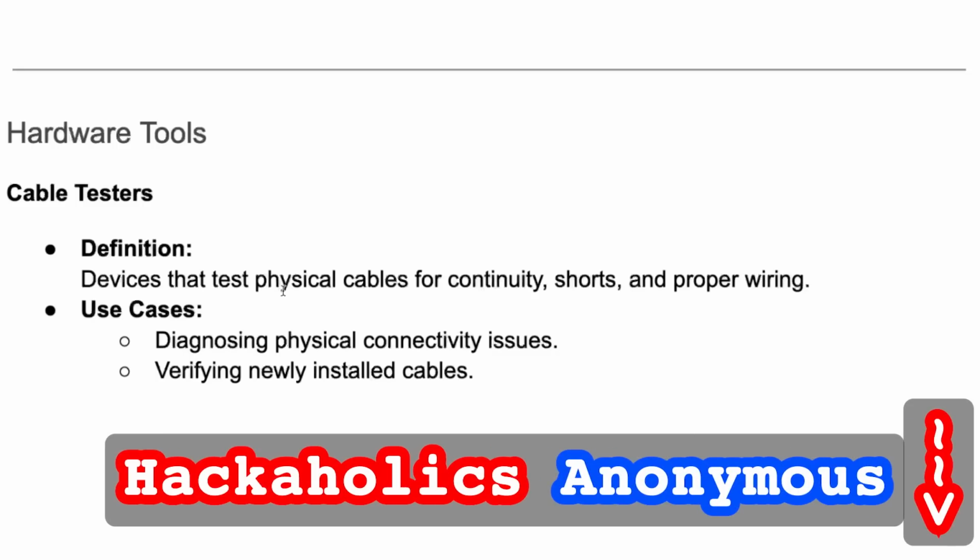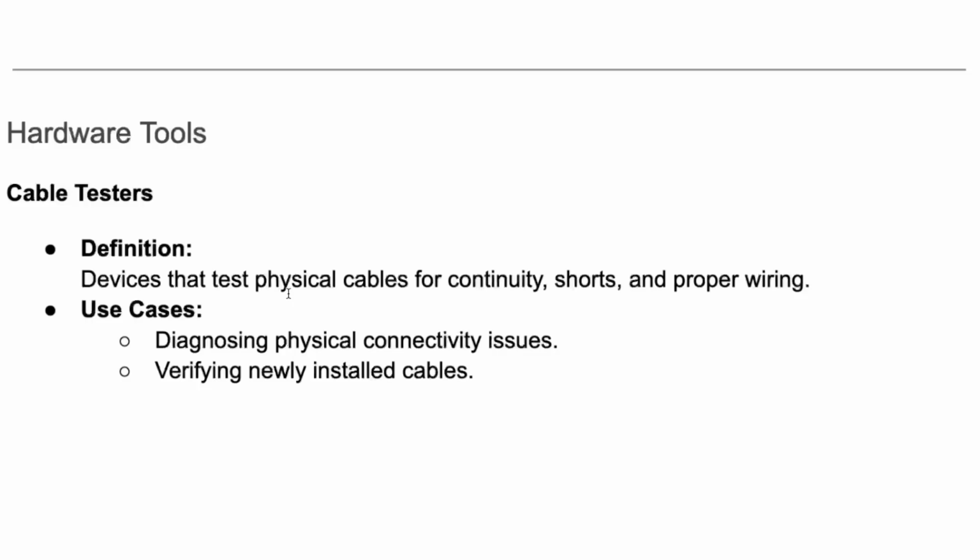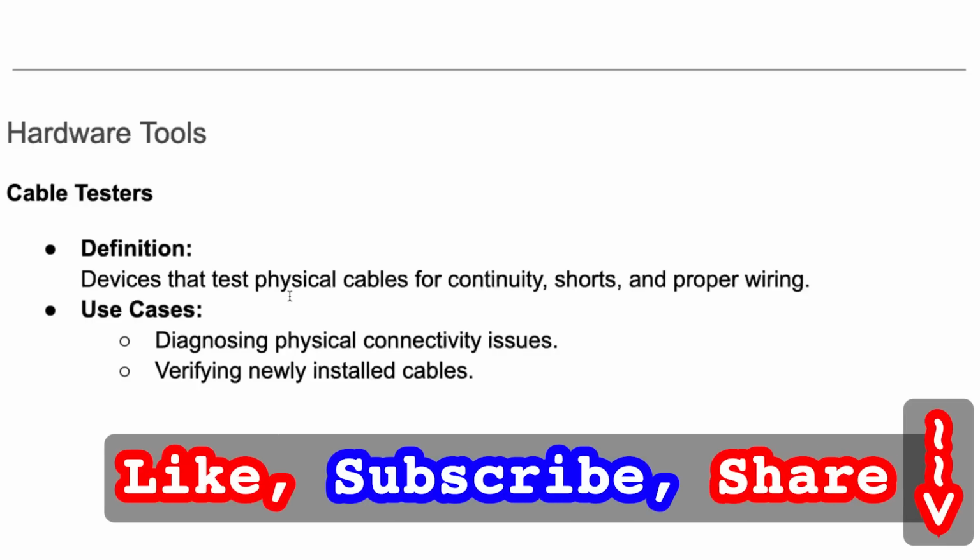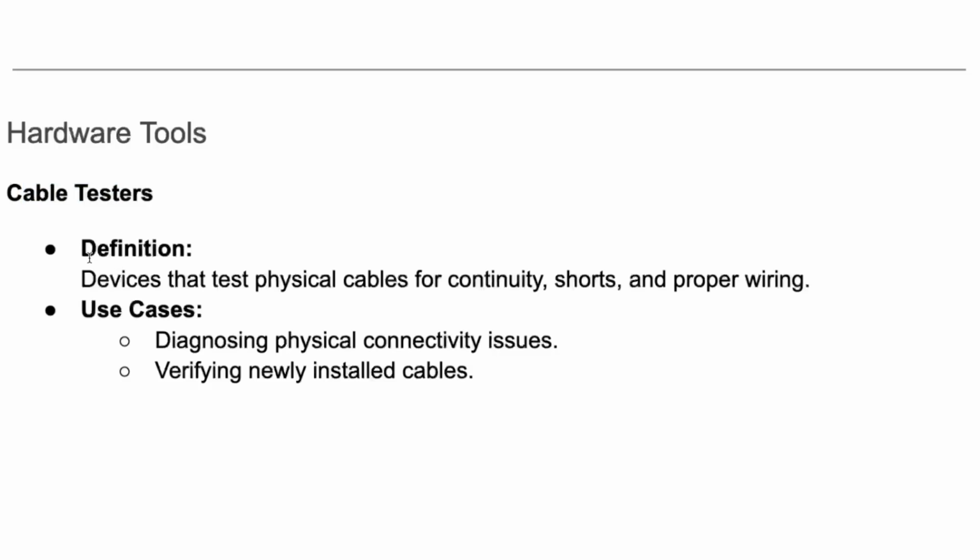All right, now we are at the hardware tools category. And these are obviously physical devices that are used for testing various elements of your network. The very first one is going to be the cable tester. And we've touched on some of these already, so these will be reviews. But we are going to introduce some other tools as well. So the purpose of a cable tester is to test physical cables for continuity, for shortages or short circuiting, and of course, proper wiring and connections.